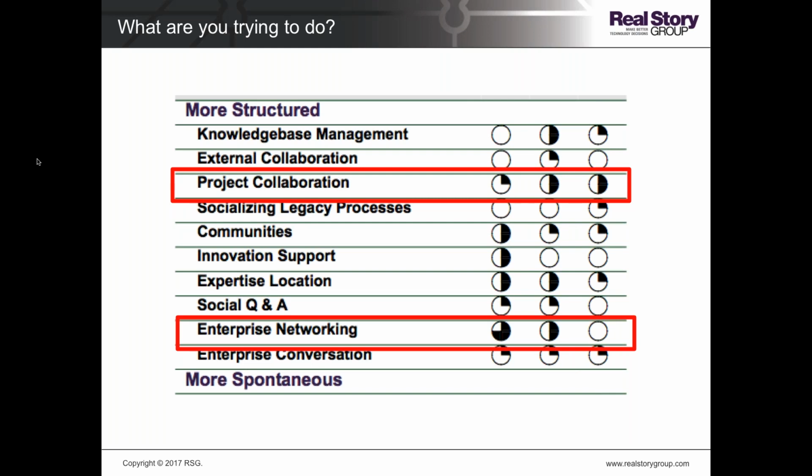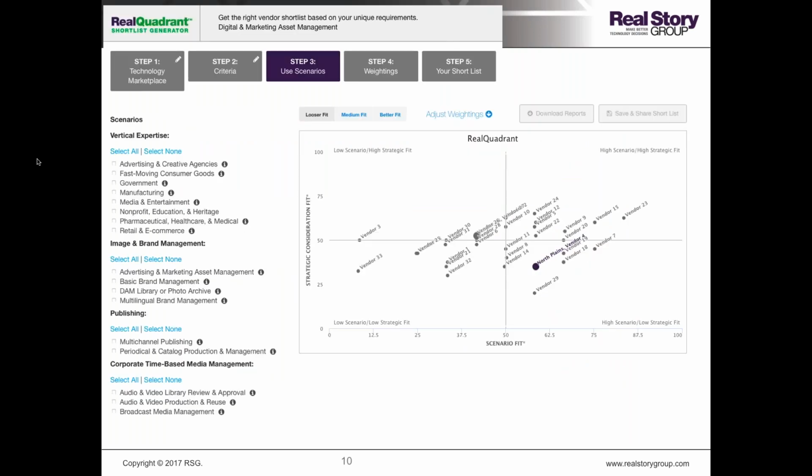I want you to ask yourself, are you trying to do knowledge-based management? Are you trying to do project collaboration? Are you trying to do enterprise networking? Very different slices of what is offered by these types of tools, but what we've found is certain tools are fundamentally built to solve some of these canonical use cases, and very few, if any, are built to solve all of these use cases. So the first step in building the right shortlist is really to say, I need to find the vendors that are fundamentally built for what I'm trying to do. I need vendors with strengths in the areas that I'm trying to do.